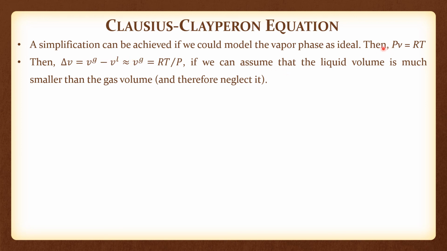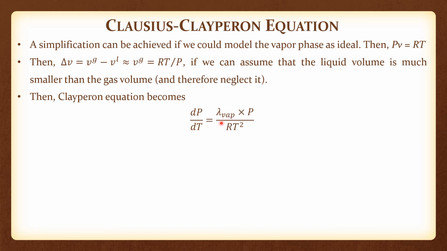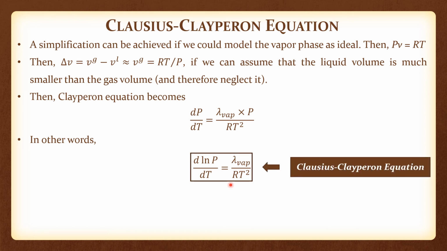Now this is replaced by RT by P, and therefore the Clapeyron equation becomes dP by dT is lambda vaporization times P by RT squared. In other words, if I take this P to the other side, and I recognize this is d of ln P over dT, it is lambda vaporization, which is the latent heat of vaporization, by RT squared. This equation is called the Clausius-Clapeyron equation in the differential form.